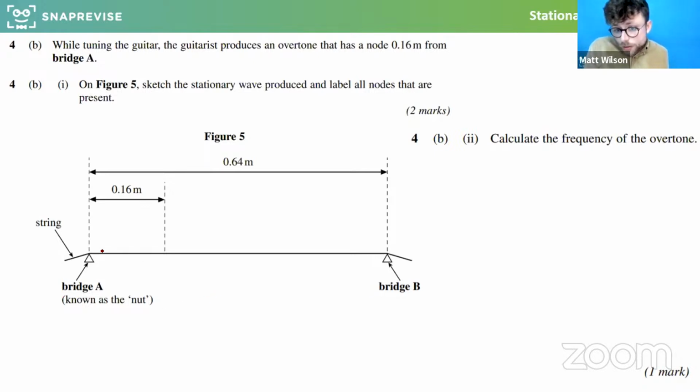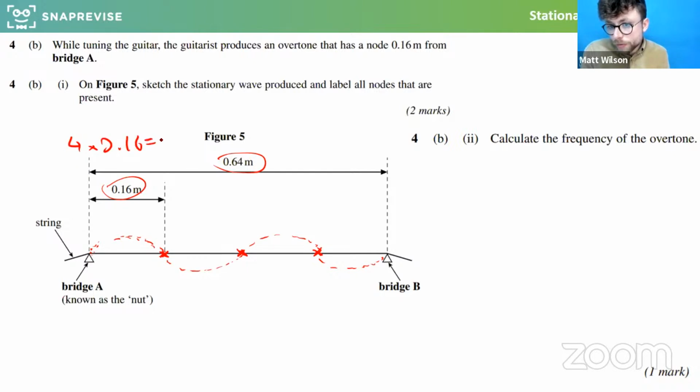So it's hard for me to ask you about this one because it's a drawing thing. But they've told us that there's a node here. Now, there are actually lots of good answers to this, but I think the most sensible one is to imagine that that's where we fit half a wavelength in. Then we would fit another full wavelength by here, another one here, and another one here. Why have I drawn 4? Well, we have 0.64 meters altogether, and that first gap was 0.16, and 4 lots of 0.16 will fit in 0.64. So that's the diagram we want to draw.